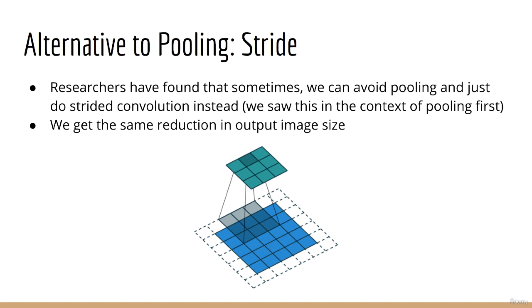So in this animation, you can see how convolution works with stride. Remember, convolution just means multiply and add with a sliding window. When we have convolution with a stride parameter, the stride tells us how far apart each window should be. And of course, our intuition tells us that if we use a stride of 2, then the output image length will be half of what the input was. In other words, we get the same reduction in size by using a strided convolution instead of convolution followed by pooling.